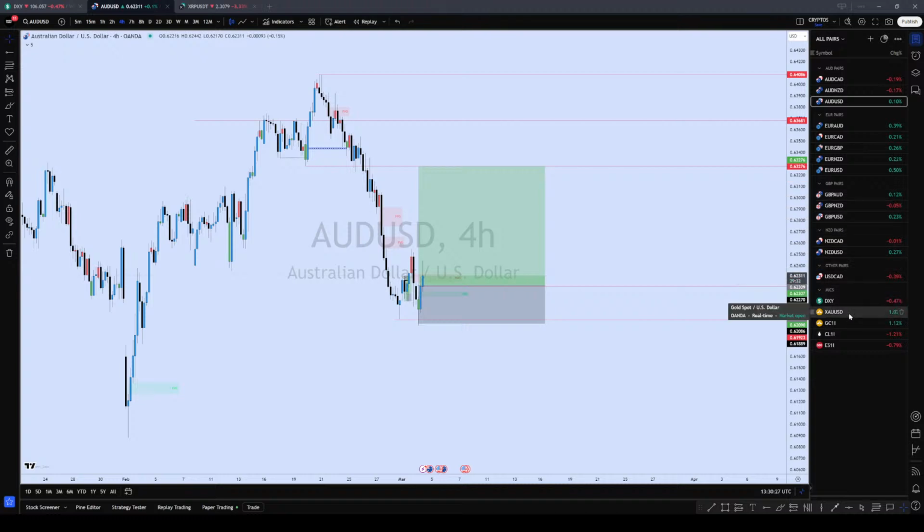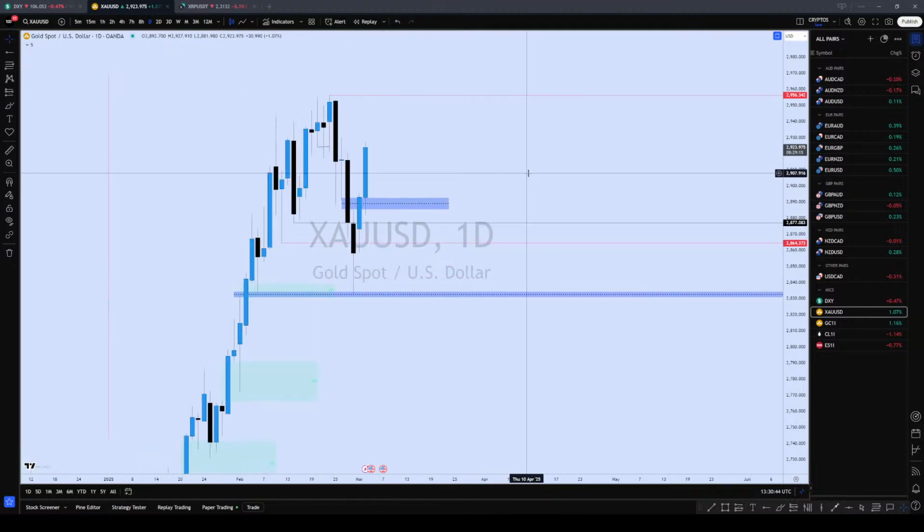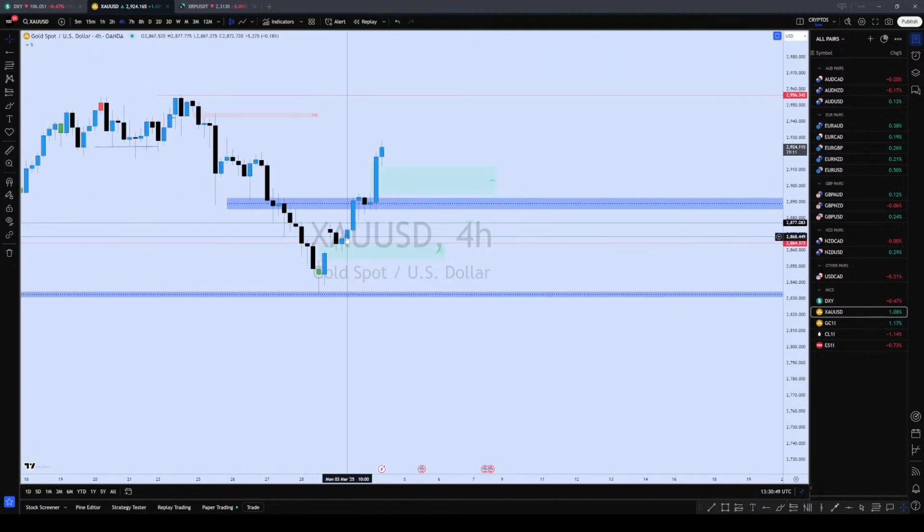Okay, let's go to gold. Yesterday I said I wanted to see them trade up into that gap, which they did. And then we will see how today was going to trade. So on the daily, this was the gap. At the time of our session, price was here, right? And I wanted to see them trade to that. Now they have. I was watching to see if we get a rejection.